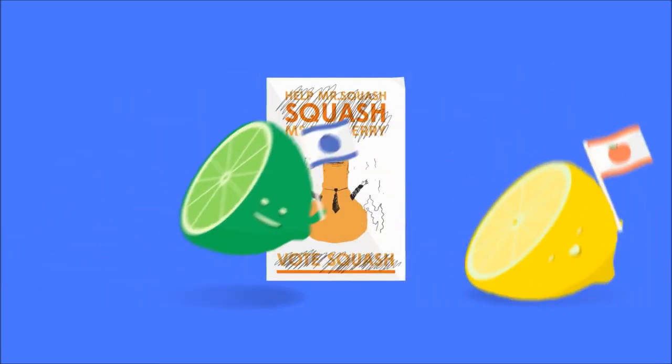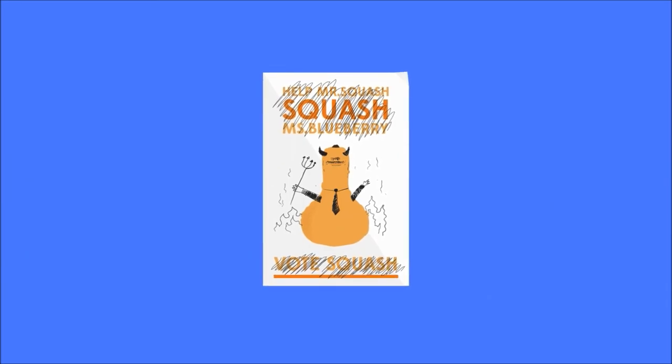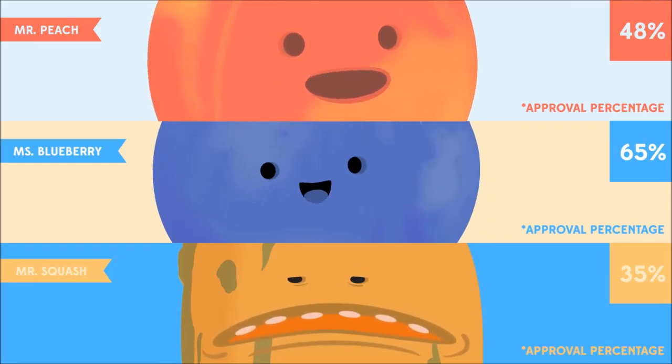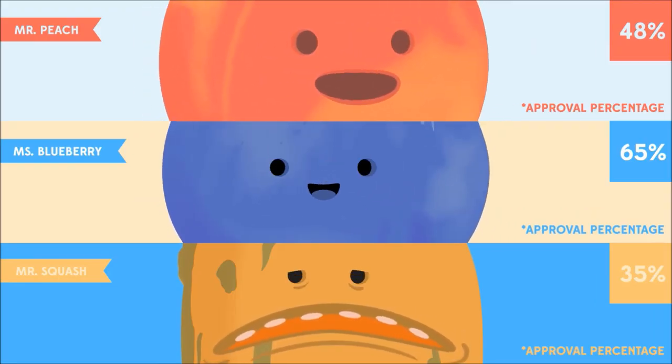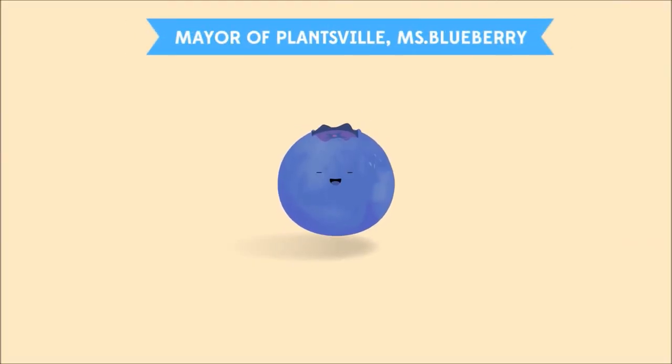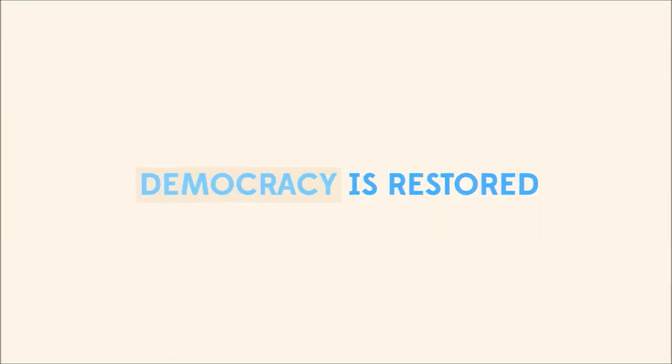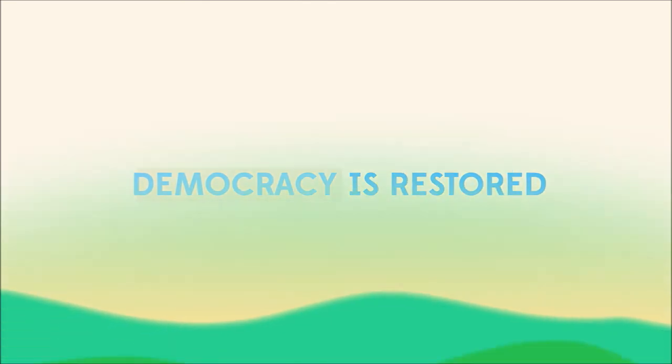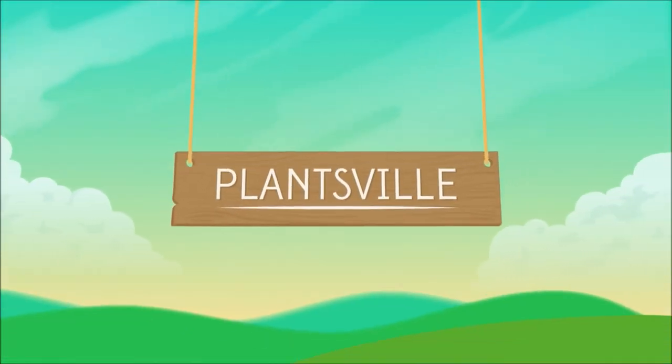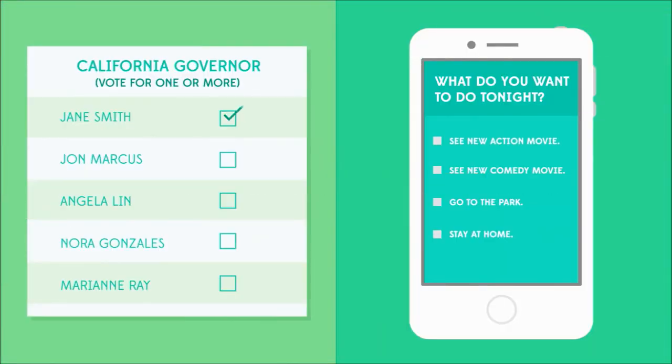They want to prevent Mr. Squash from winning, and they do. And approval voting accurately reflects Peach's support. Mayor Blueberry wins the election. Democracy is restored. Approval voting is more than just a smart idea in Plantsville. It's a smart idea anywhere you vote.